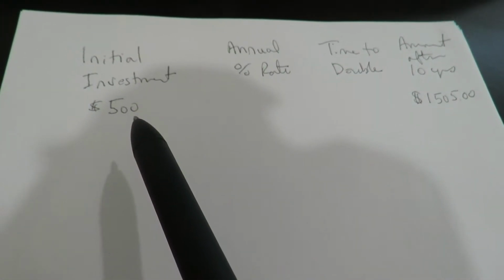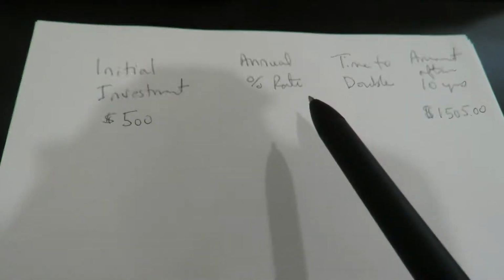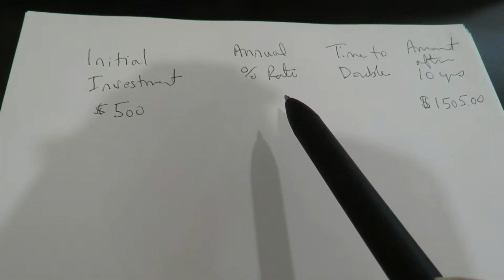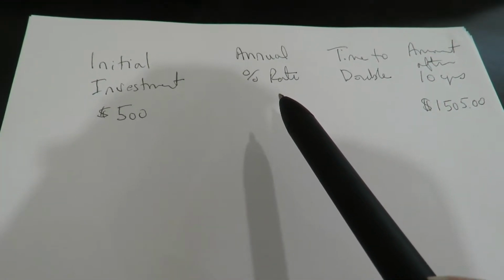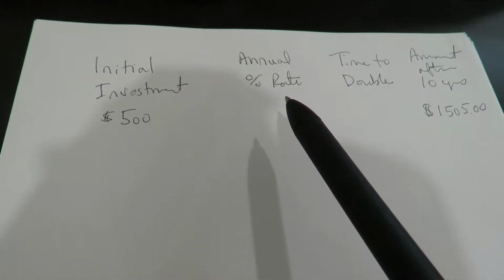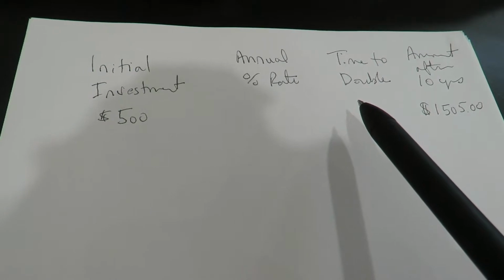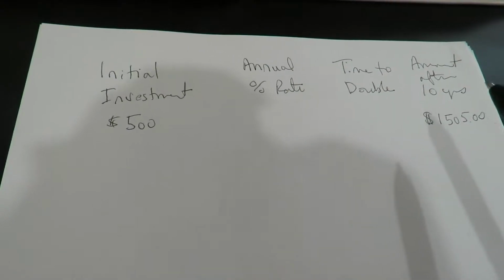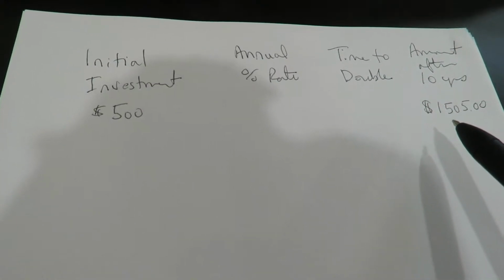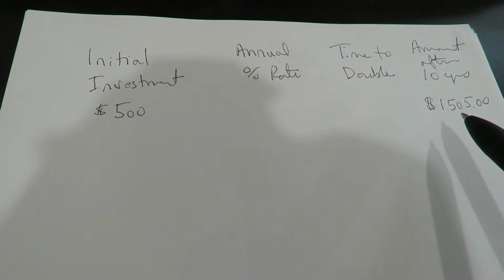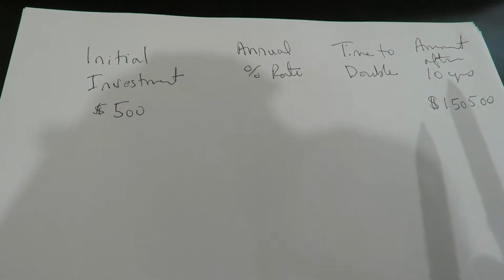We have initial investment is 500. We're missing the percent rate that it's being compounded continuously. And we want to know how long it would take for our initial investment to double. But we are told the amount of money we would get out after 10 years.